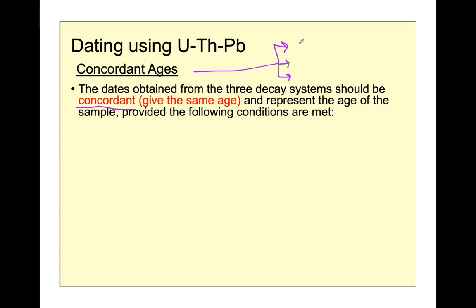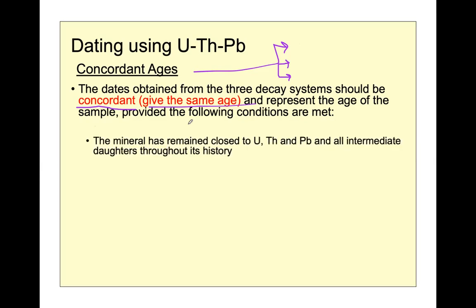We will consider those two scenarios later. But just remember, if you are getting three dates or three age data similarly, then you can consider it concordant, right? That means the same age. But if they are different, then you can call it discordant. We'll see why we use these two terms and in what kind of situations we can use them.